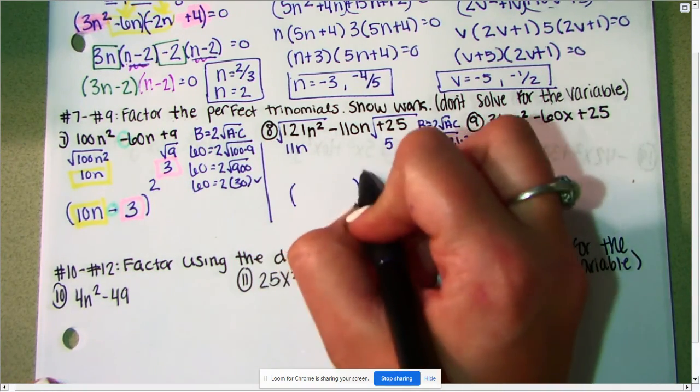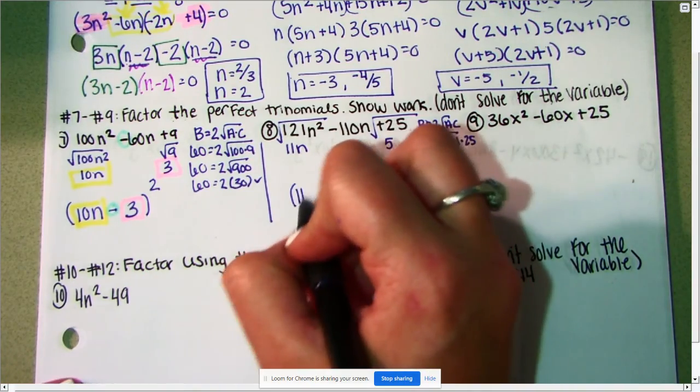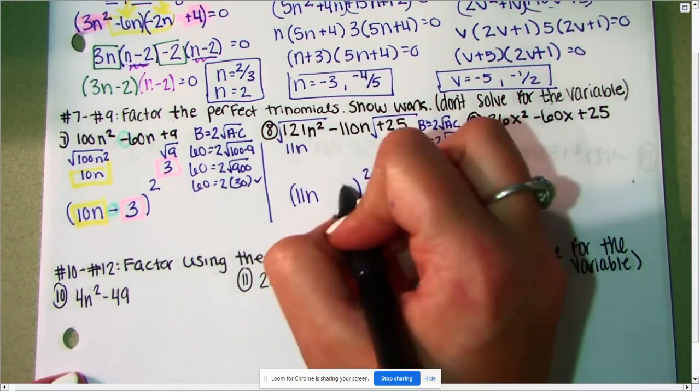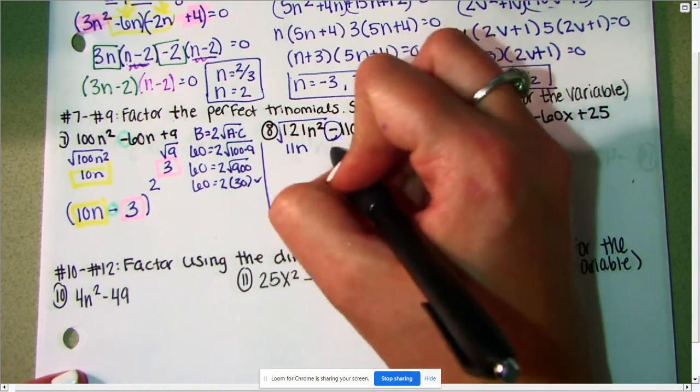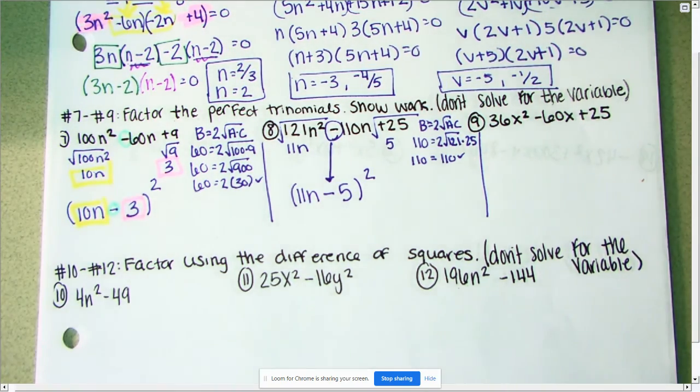Again, to jump to the end, I'm going to square root the first term. So I get 11n. Square root the last term, which is 5. Depending on the sign of b, that's how I get the middle. Again, much faster than factor by grouping if you can recognize it. And the goal of the ACT is to recognize all those shortcuts. You want to save time, okay? The ACT doesn't care about your work.